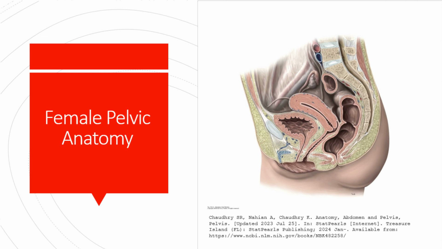Not visible in this view are blood vessels, the internal iliac artery and its branches, including the uterine artery, supply the pelvic organs, and nerves like the pudendal nerve, which innervates the external genitalia and perineum.